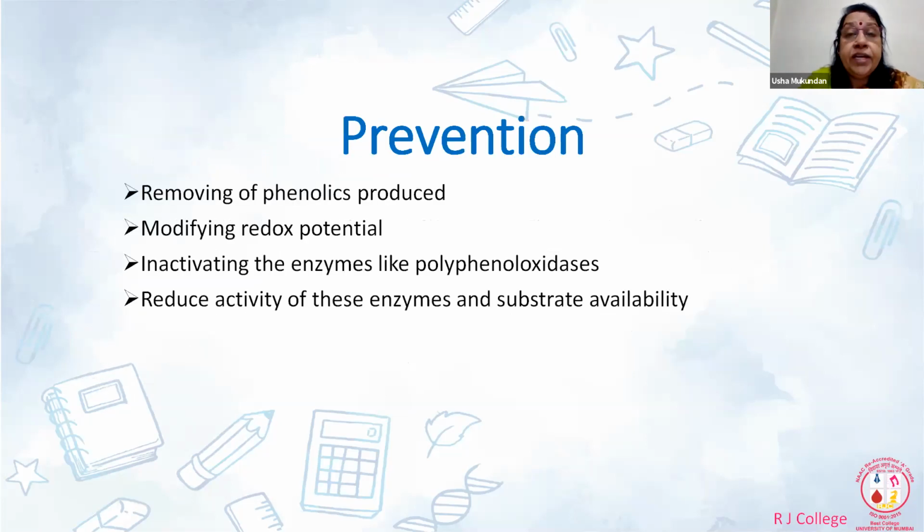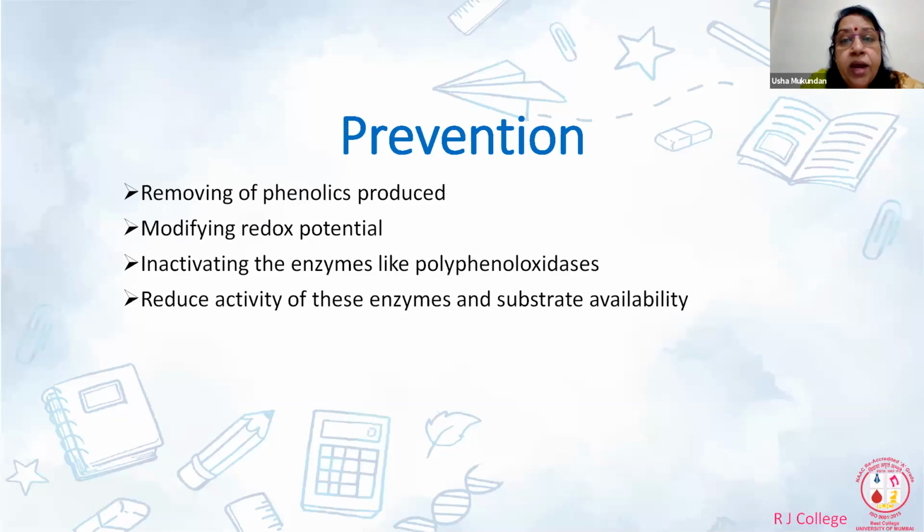So how do you prevent this? In tissue culture, whenever exudates are produced or you have tissue browning, what is the solution? You can remove the phenolics. If substrate is not available, obviously the enzyme has nothing to act upon. So one method is removing. It is easier said than done. We will see how it can be done.